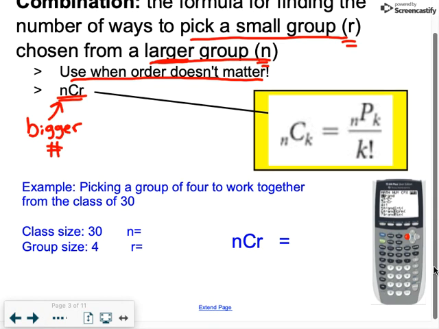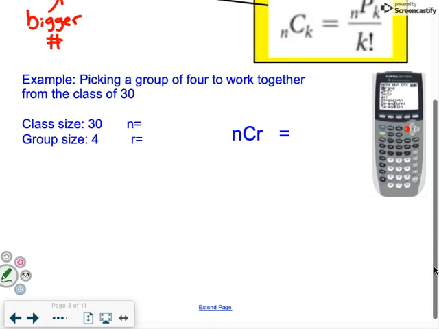So for the example down here, it says picking a group of 4 to work together from a class of 30. First thing I want us to notice is that word group. If you see a word like group, that should tell you right away we're doing combinations. We have to figure out what our N is. Our N is the large group, so that's the whole class, and then we're taking a smaller group of students out of it. So in our calculator, we type in 30 NCR 4.